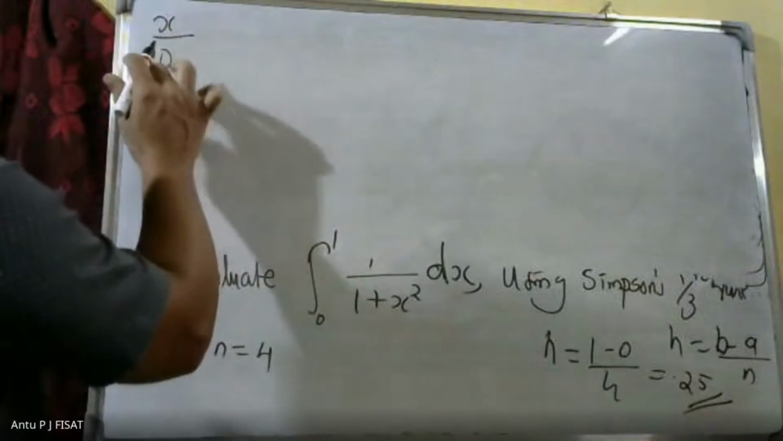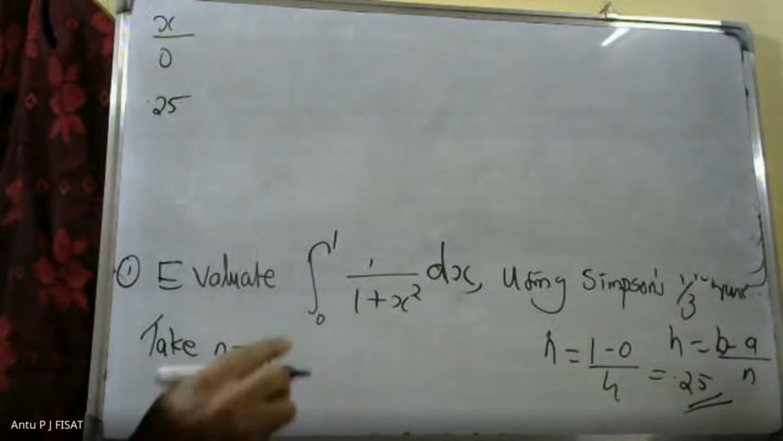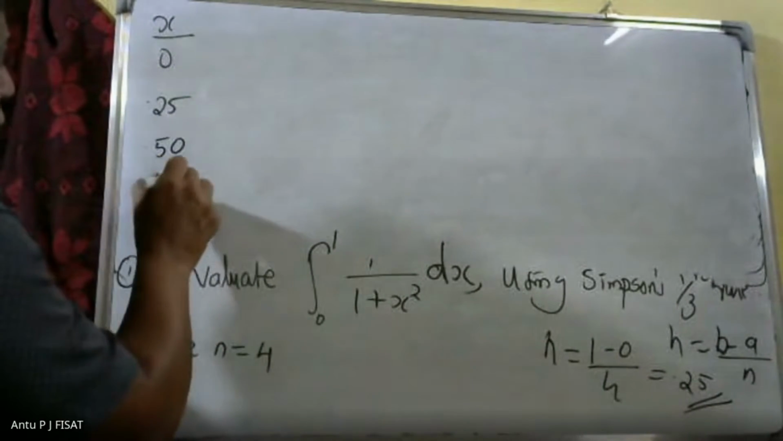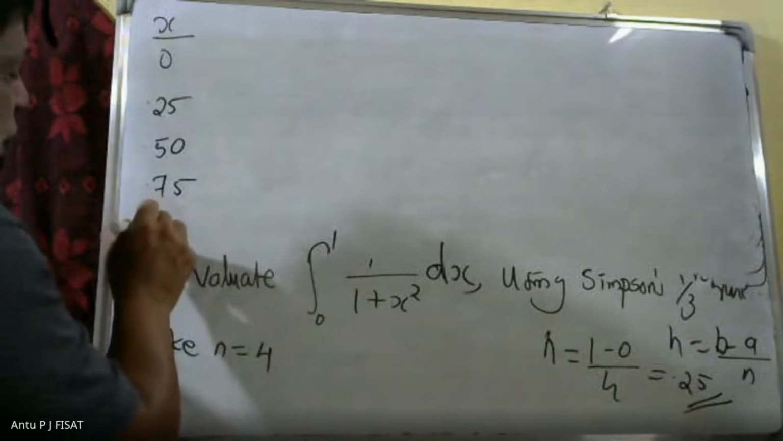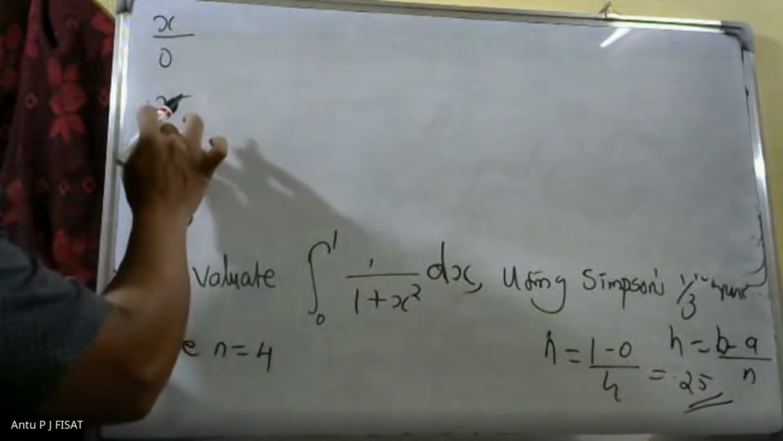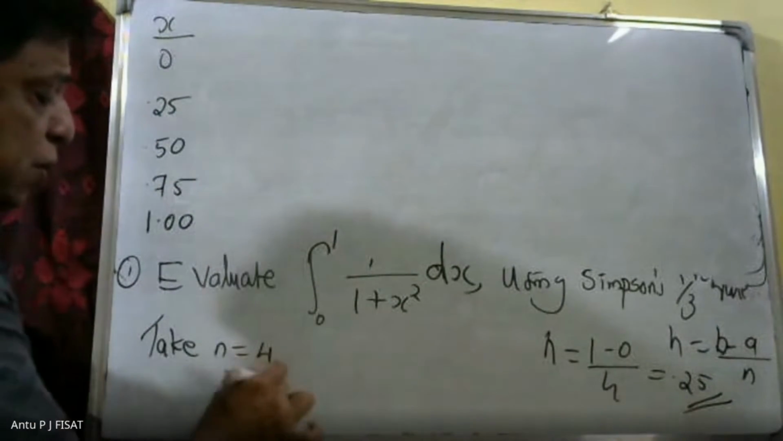Therefore, first value 0, the second value will be 0.25. Next value will be 0.50. Next value will be 0.75. Next value will be 1. Therefore, intervals: first interval, second interval, third interval, fourth interval. Number of intervals will be 4.